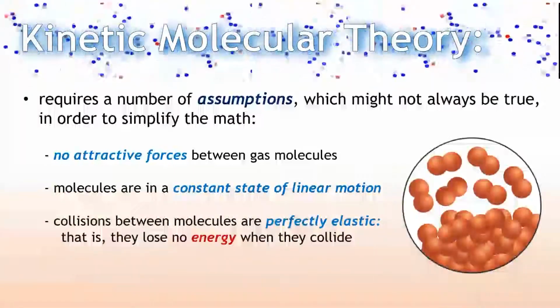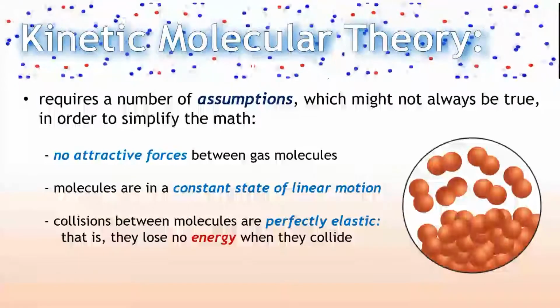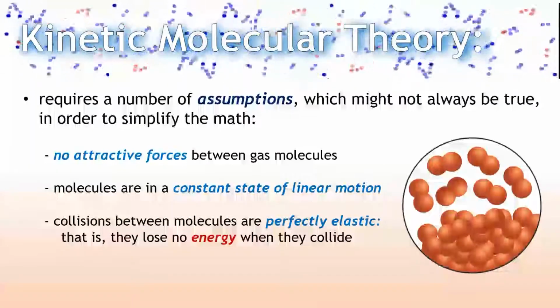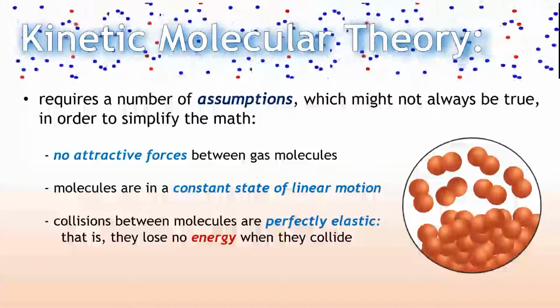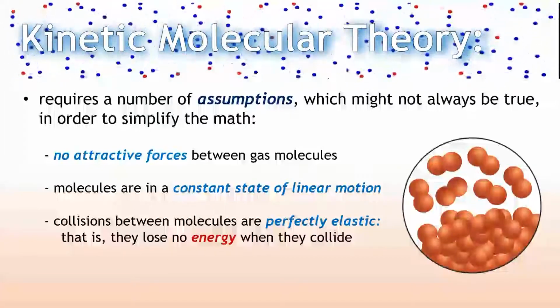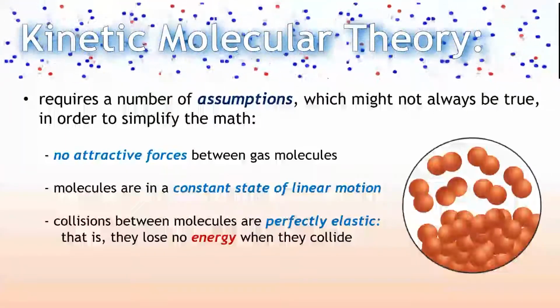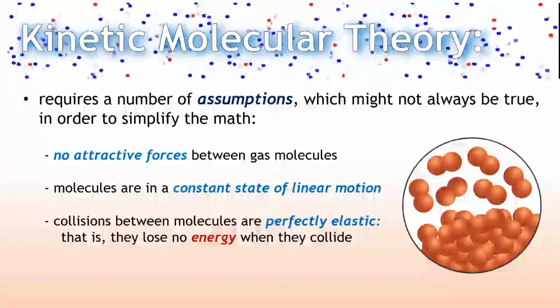Another assumption is that the collisions between molecules are perfectly elastic, that is, that they lose no energy when they collide. Well, this really isn't necessarily true. Carbon dioxide is quite a bit larger in size than, say, an individual hydrogen. And so if they collided, both moving at the same speed, the collision would not be perfectly elastic. The hydrogen would be moving much faster after the collision, and the carbon dioxide perhaps a tad slower.